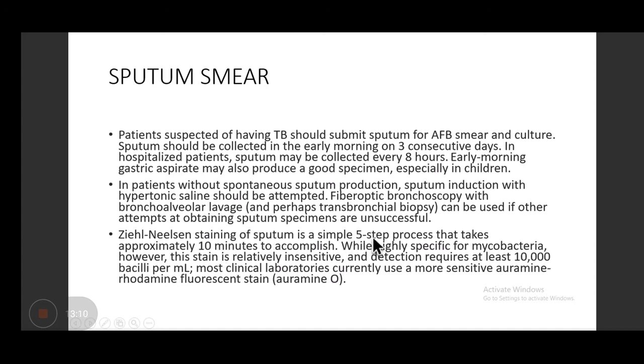ZN staining of sputum is a simple 5-step process that takes approximately 10 minutes to accomplish. While highly specific for mycobacteria, this stain is relatively insensitive, and detection, as I told you earlier, requires at least 10,000 bacilli per ml. But most clinical labs currently use a more sensitive auramine rhodamine fluorescence stain these days, a fluorescence stain called auramine O. This is being used in most clinical laboratories, especially the private labs.